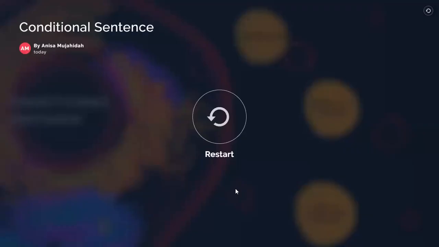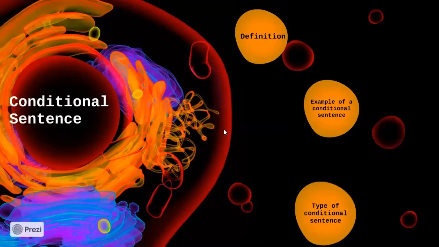I think that's all about a conditional sentence.